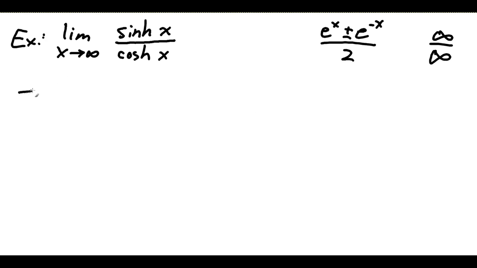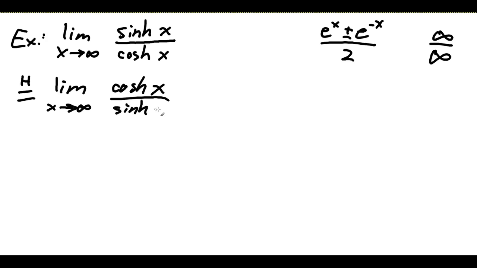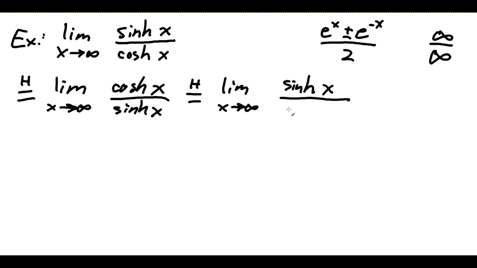So the natural thing to try might be to apply L'Hopital's rule. Limit as x approaches infinity of, well, the derivative of sinh is cosh, and the derivative of cosh is sinh. So we have this, and that still has infinity over infinity, and you probably see the problem here. You might try L'Hopital's rule again, but that's not going to achieve much, is it? Because the derivative of cosh is sinh, and the derivative of sinh is cosh.